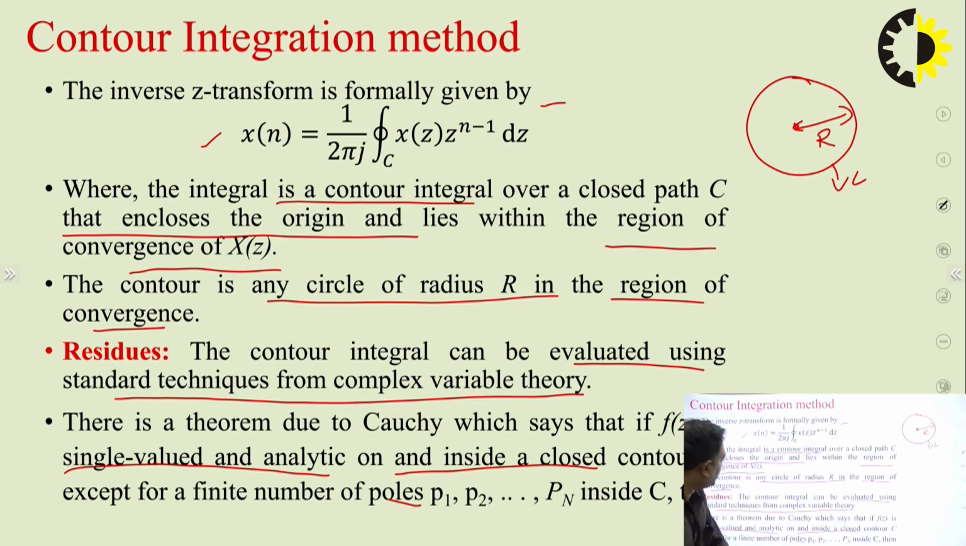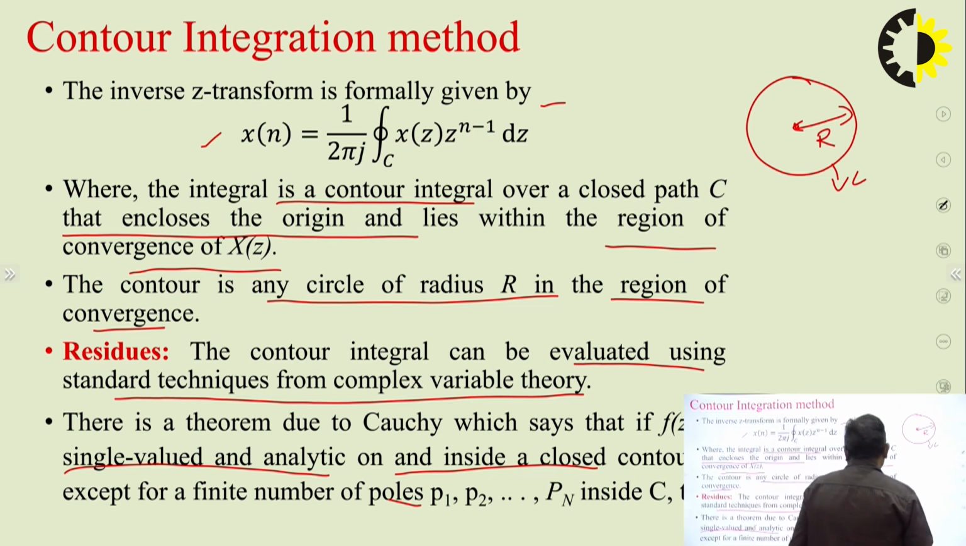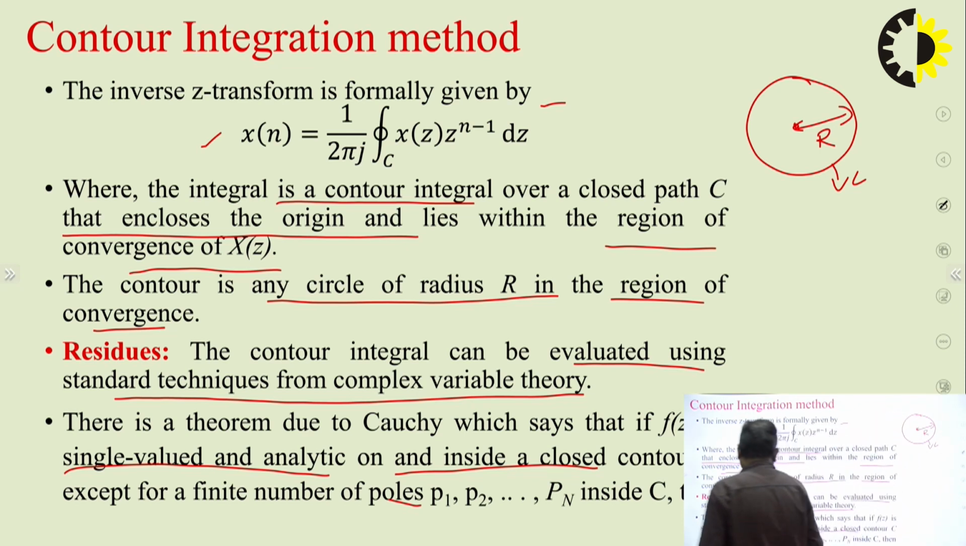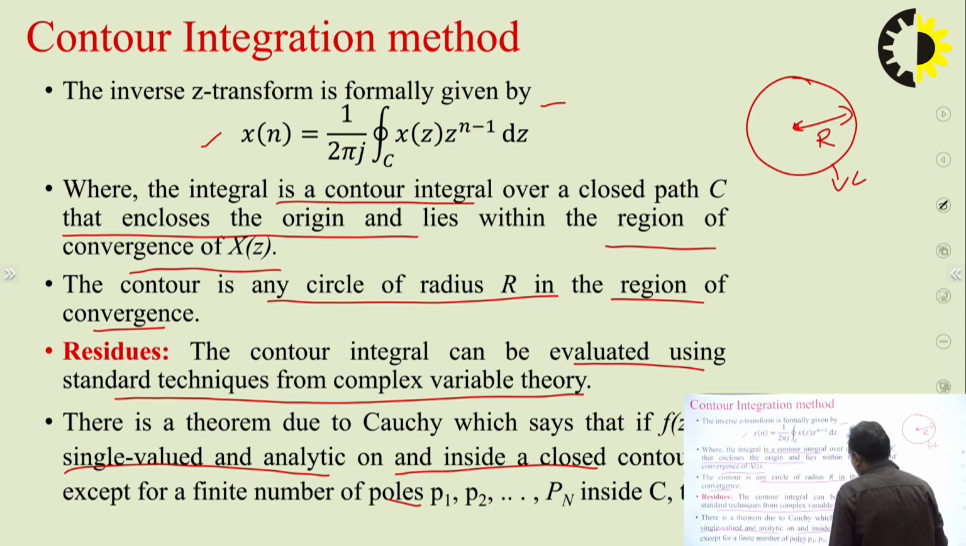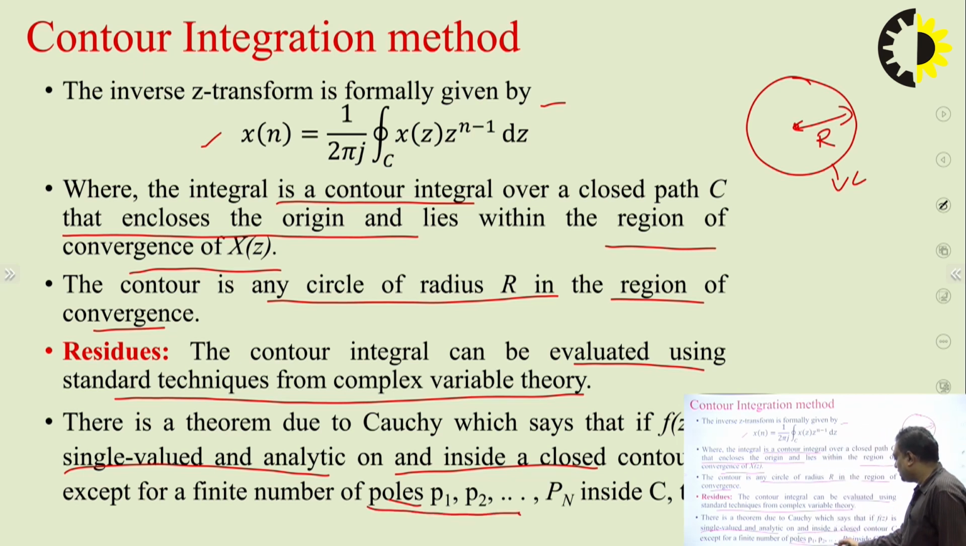What is this Cauchy theorem? F(z) is single valued analytic. Analytic means there is no discontinuity on it. It means for each and every value you will find that the function is finite at all these values except at poles, because at poles the value is infinity. So you can say X(z) does not converge over there.